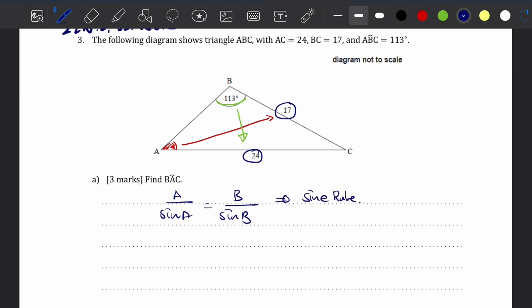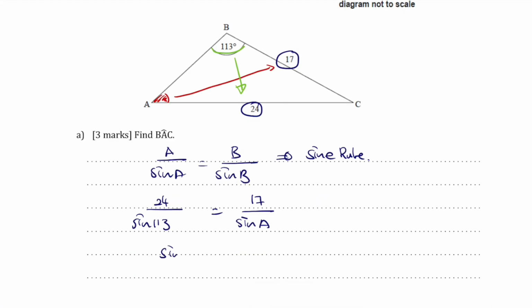Then we can do 24 over its corresponding angle equals the side and its corresponding angle, but the missing angle, right? This angle A. So we can do sine. Let's rewrite this part as sine of angle BAC. So we need to find this missing angle.